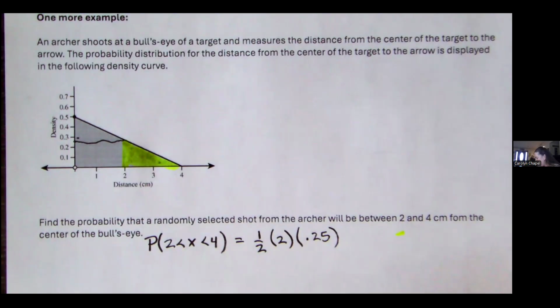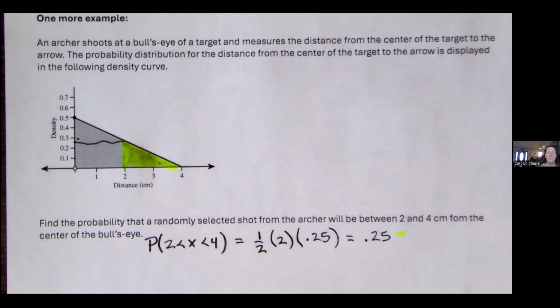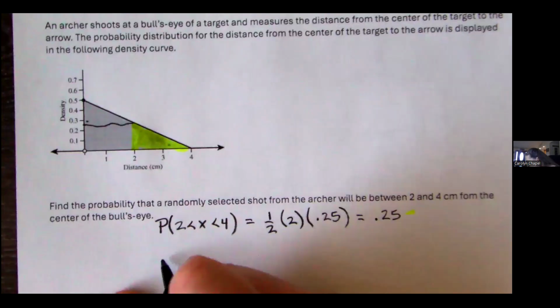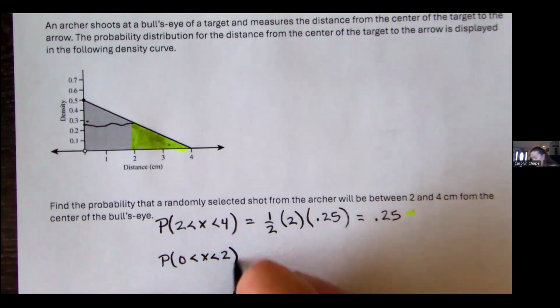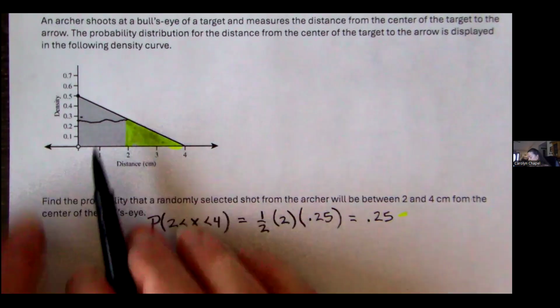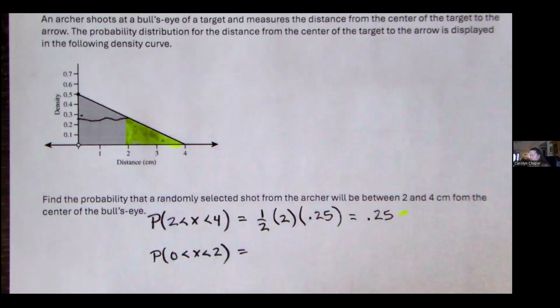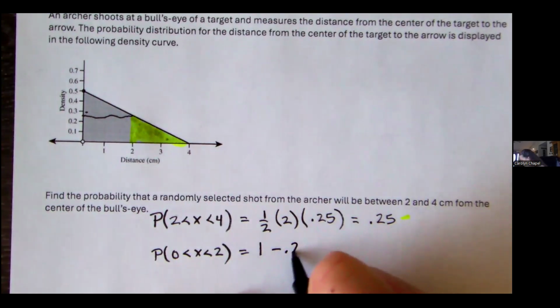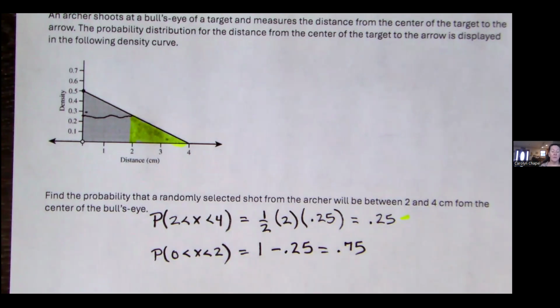So I'm going to multiply those 3 things together, and the probability that he is between 2 and 4 centimeters is 0.25. If I had wanted the probability from between 0 and 2, I could find the area between there and there. However, remembering that the area under the curve has a total of 1, we have already done from 2 to 4. I can subtract what I got from 1 and get the area of that other region.